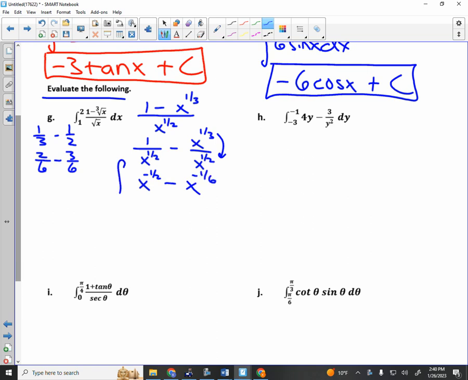Okay, so now I've written it in an appropriate form, and I will go ahead and find an antiderivative for x to the negative 1/2. I add 1 and I get x to the 1/2. I divide by 1/2 or multiply by 2. And for the next one, I'm going to add 1 and I get x to the 5/6. And I divide by 5/6 or multiply by 6/5. And then we would evaluate it at 2 and at 1.